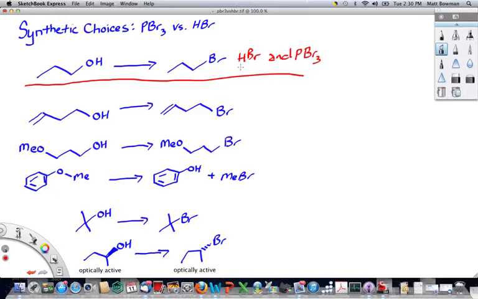Now, the thing about HBr is it is very, very acidic, and it can react with other functional groups, and this can lead to byproducts. One of the functional groups that acid can react with are alkenes. And so in this example right here, where we selectively change the OH into Br, the best choice is to use PBr3.